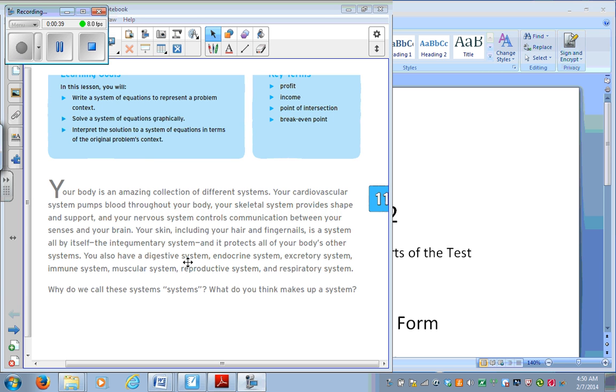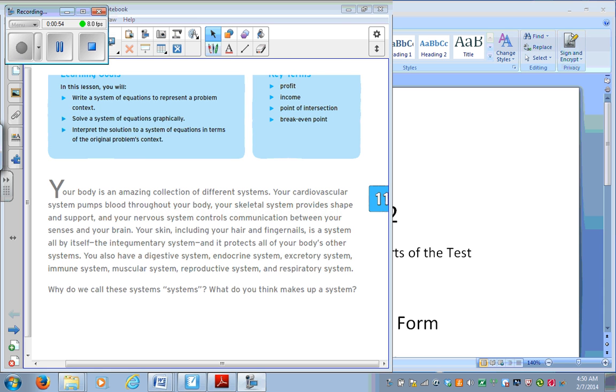You also have a digestive system, endocrine system, excretory system, immune system, muscular system, reproductive system, and respiratory system. Why do we call these systems systems? What do you think makes up a system?